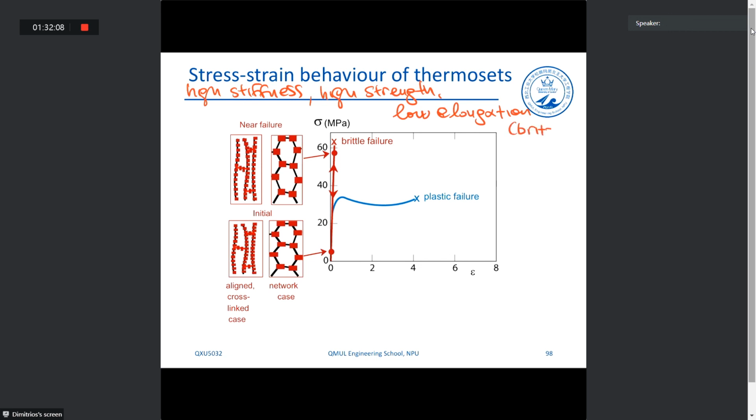They are brittle, and that is because they are highly cross-linked, and the cross-links do not allow the chains to move along with the orientation or with the application of the strain. That leads to an early failure, brittle failure.